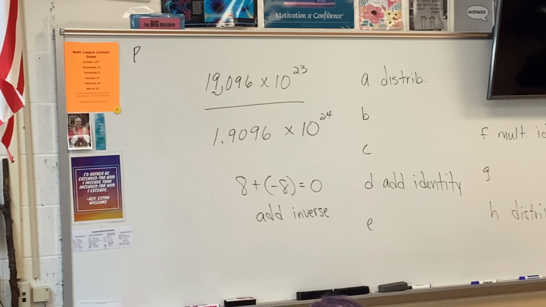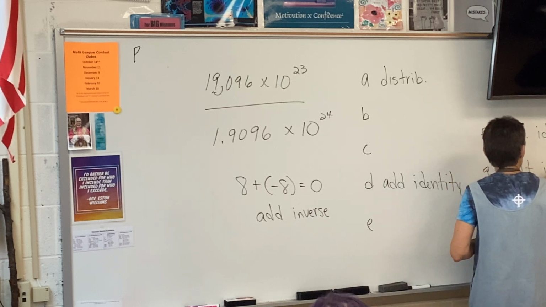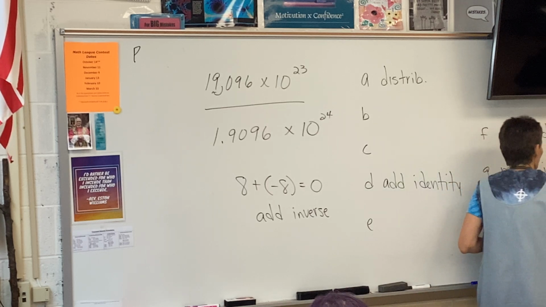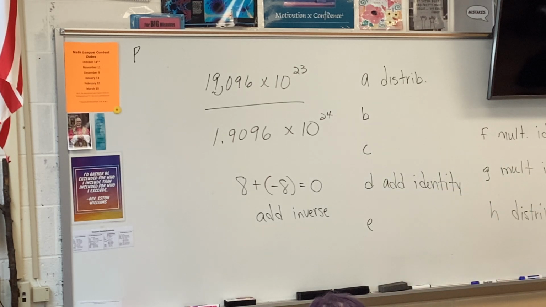There is a multiplicative inverse on this list. Does anybody see something happening where they cancel each other out? G. G is your multiplicative inverse, because when you multiply reciprocals together, they cancel each other out. Now, what does that leave us with? B, C, and E. All right, so I want you all to look at problem B.